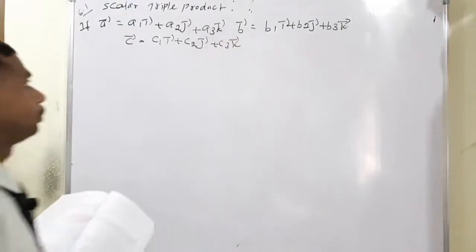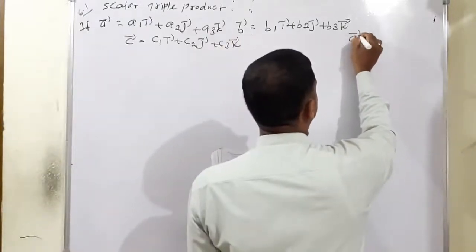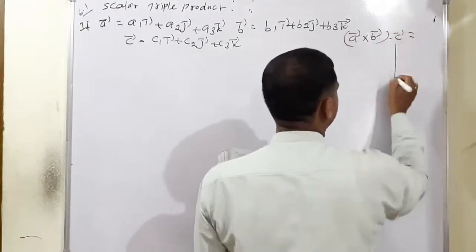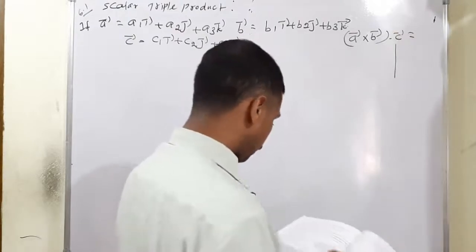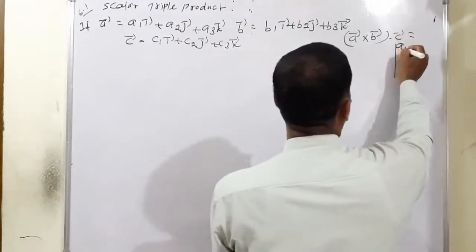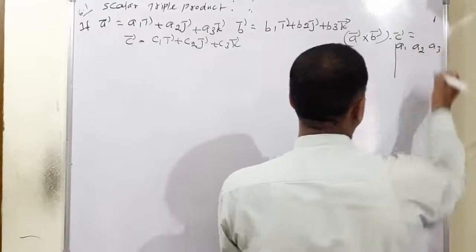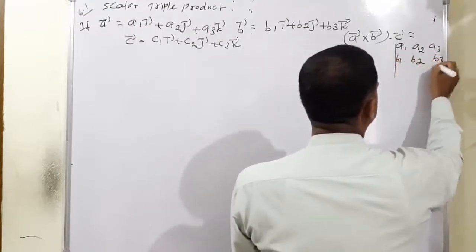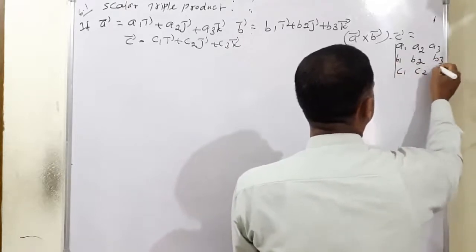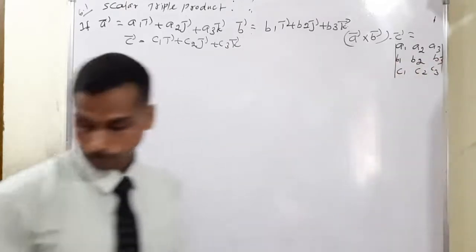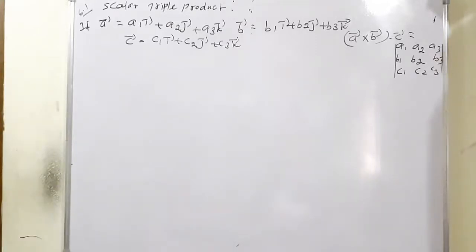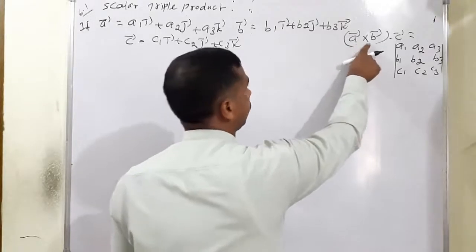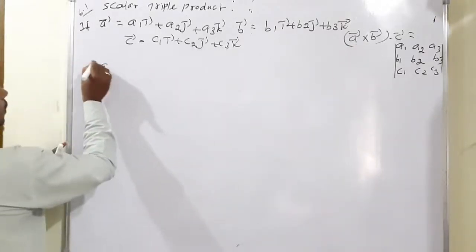What do we have to prove? a vector cross b vector dot c vector is equal to the determinant form: a1, a2, a3, then b1, b2, b3, then c1, c2, c3. We have to prove this. So what is the main term? I will consider the LHS, the left hand side term. Proof.